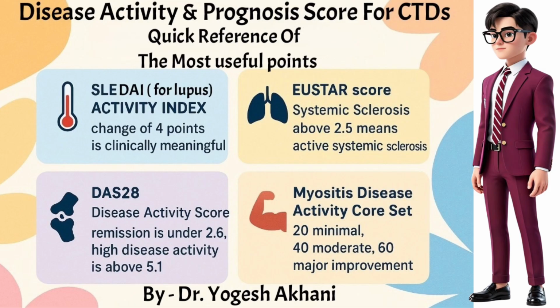SLEDAI, change of 4 points, is clinically meaningful. EU-STAR, above 2.5 means active systemic sclerosis. DAS28, remission is under 2.6, high disease activity is above 5.1. Myositis TIS, 20 minimal, 40 moderate, 60 major improvement. These scores are not replacements for your clinical judgment, but they give us a structured, evidence-based way to guide treatment and prognosis.